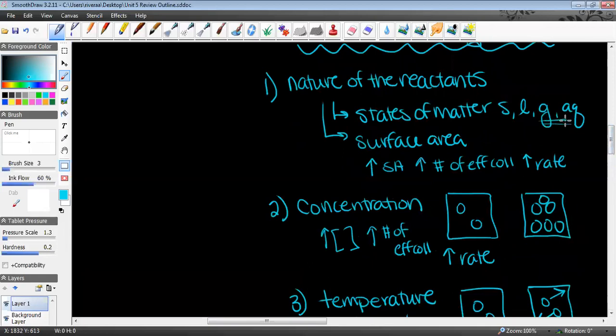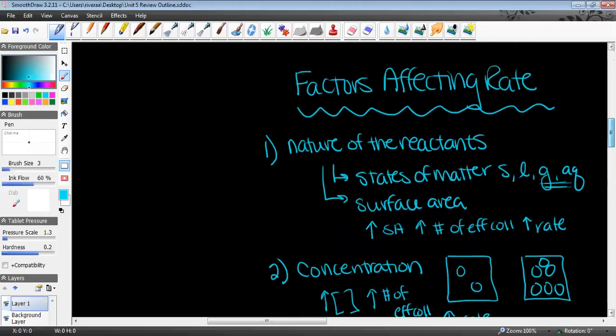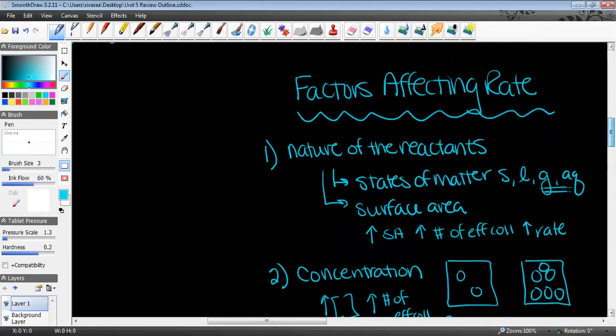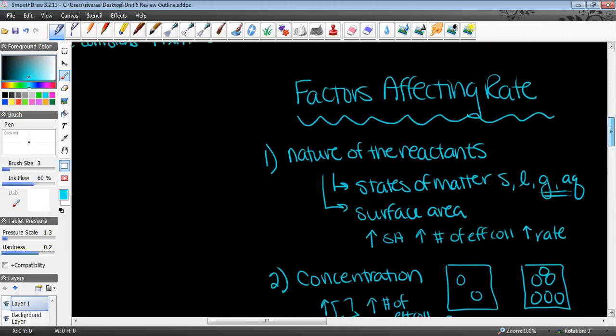Don't forget, you guys, I'm recording this and I'll post it, and I'm also going to send you guys the image of it so you don't feel like you have to keep pace, but I do want to make sure we get through all of it. So that's why I'm going so fast. Any questions on factors affecting rate?